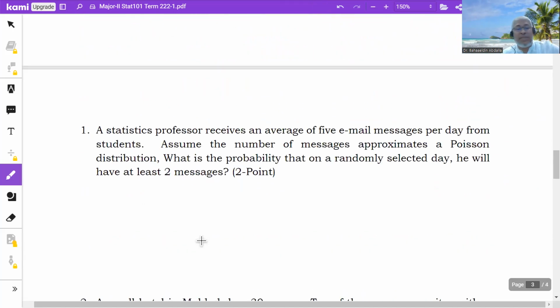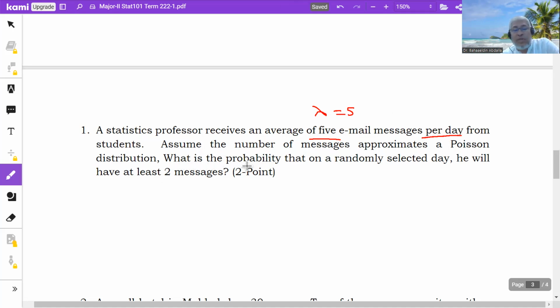Now, a statistics professor receives an average of 5 email messages per day. Okay, average of 5 per day. This is lambda. This is a Poisson distribution. Even if he doesn't say, but he says here, assume the number of messages approximates a Poisson distribution. So lambda is 5 per day.